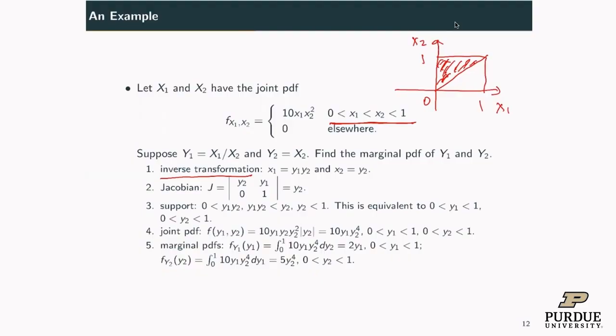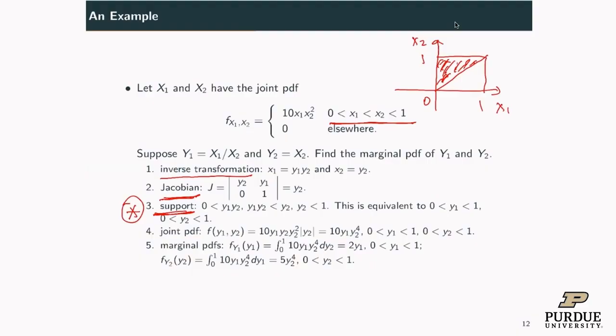Second step, let's calculate the Jacobian. So the partial derivative of x over y. So this is a partial derivative. You get the determinant of this Jacobian is y2. Now the third step is important. You need to solve for the support. You need to solve for the support of y1, y2. Don't forget this step.